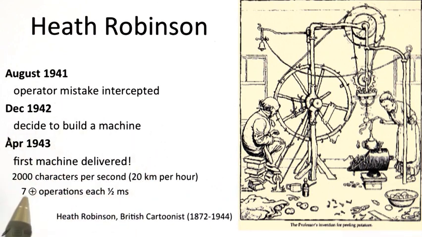By April 1943, they had the first machine delivered and operational, and it could process messages about 2,000 characters per second. So it was able to do 7 XOR operations in half a millisecond, running this paper tape through at 20 kilometers per hour. This was not quite fast enough. A lot of the value in decrypting messages, especially in wartime, is being able to decrypt them before what the message is describing actually happened. So they built a faster machine.